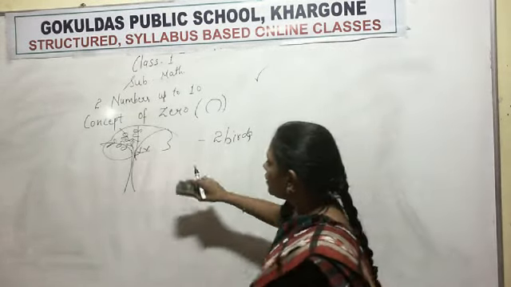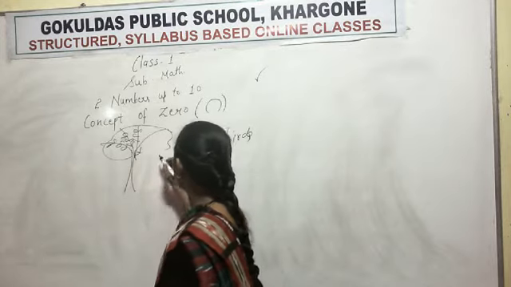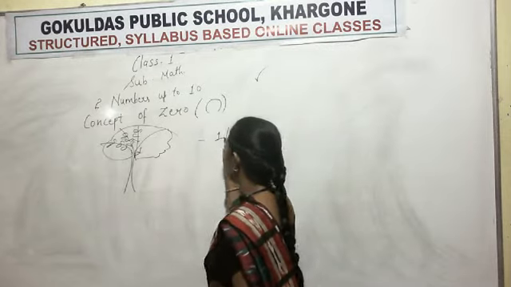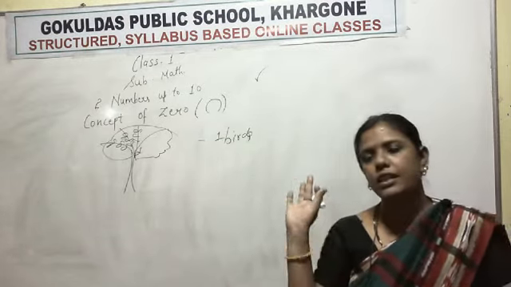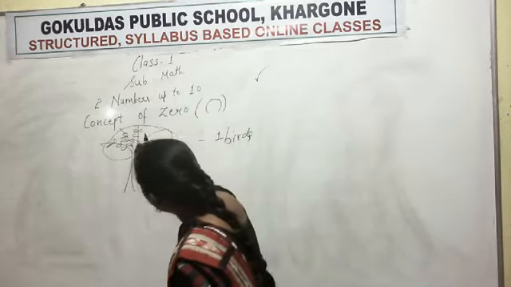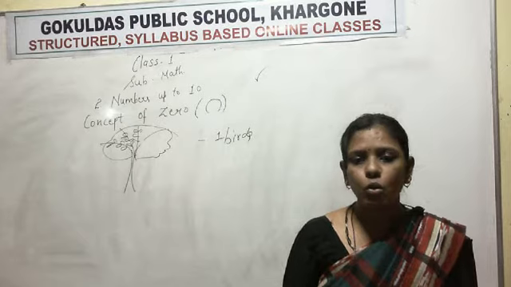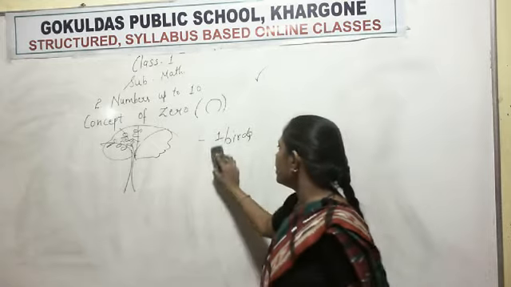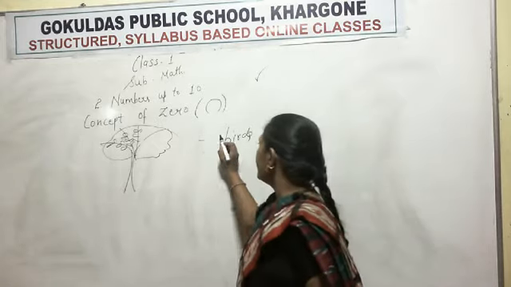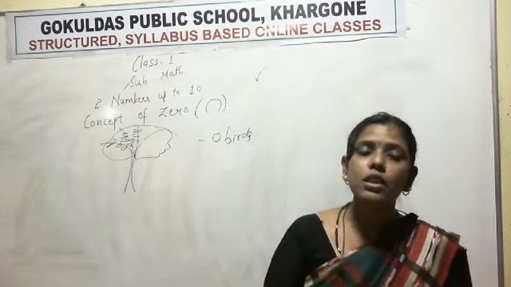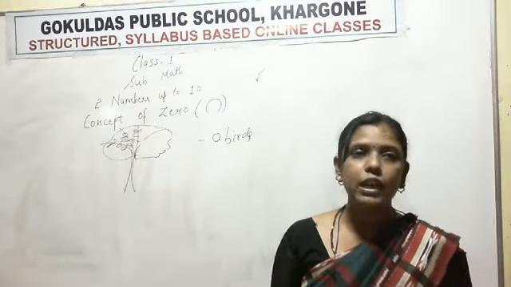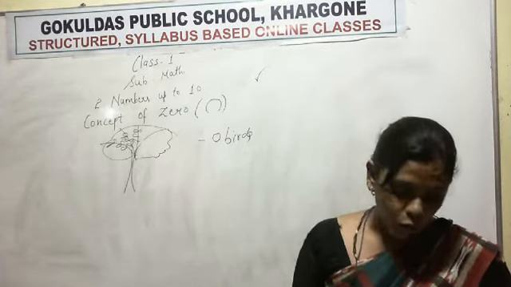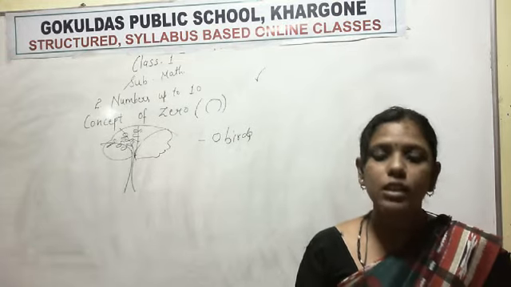Now suppose one more bird flies from here. Now how many birds are there? Only 1. Suppose this one bird also flies. Now is there any bird sitting on the tree? No. That means how many birds are on the tree? 0. Nothing means 0. If you have nothing, that is 0. No bird is sitting on the tree, that means 0. So this is the concept of 0.